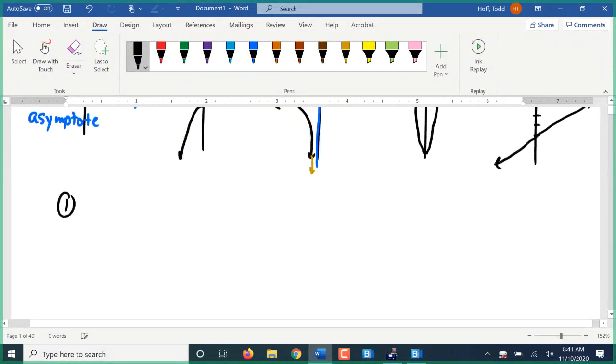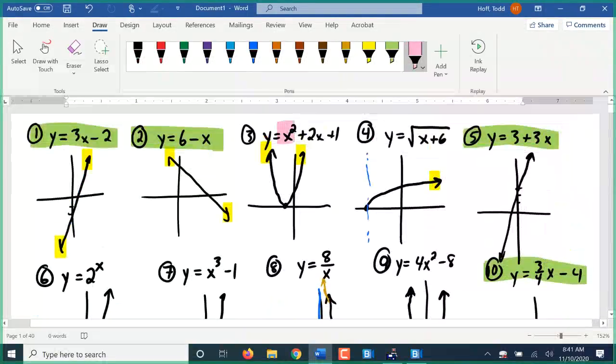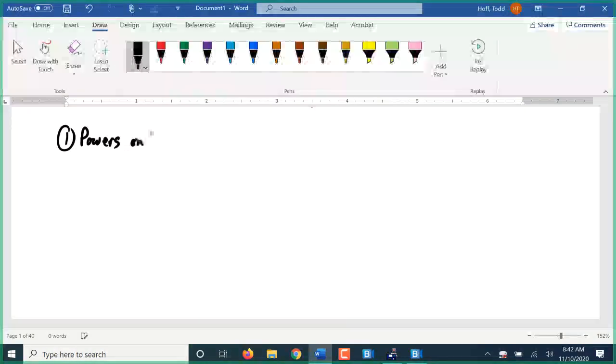One of the things that they have, there we have x squared, x to the third, x squared. They have powers on the variables other than 1. I mean, technically y equals x has a power on the variable. It's just x to the power of 1 and y to the power of 1.